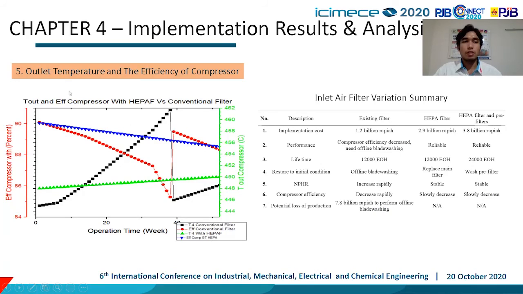The last one is the outlet temperature and the efficiency of the compressor. The efficiency of the compressor for the HEPA filter and pre-filters, represented with blue lines, is more stable than the conventional filters, represented with red lines. The compressor outlet temperature using HEPA filter and pre-filters, represented with green lines, is more stable than the conventional filter, represented with black lines.